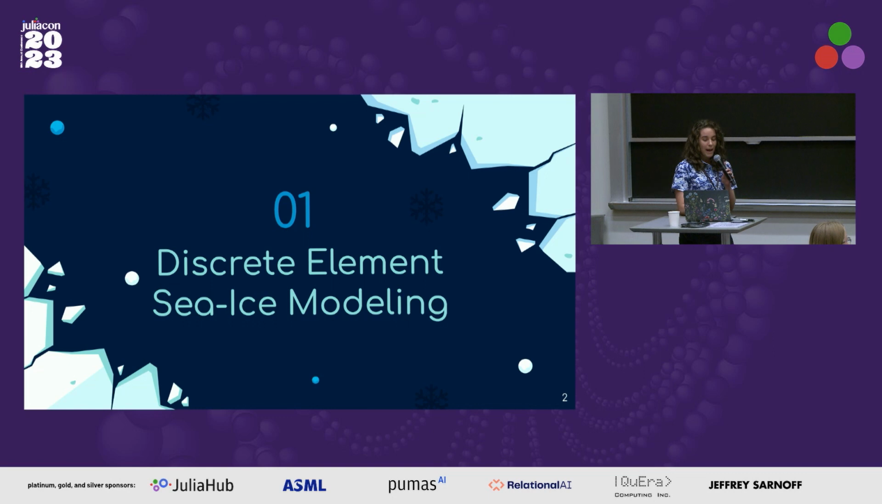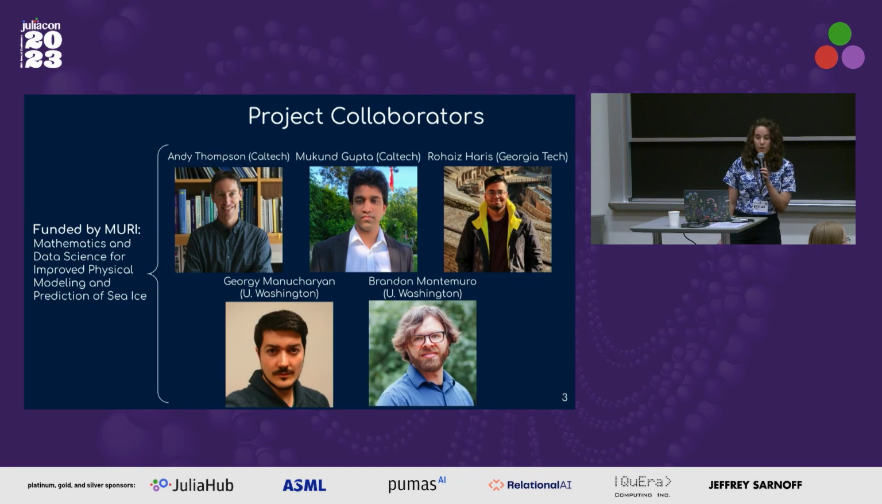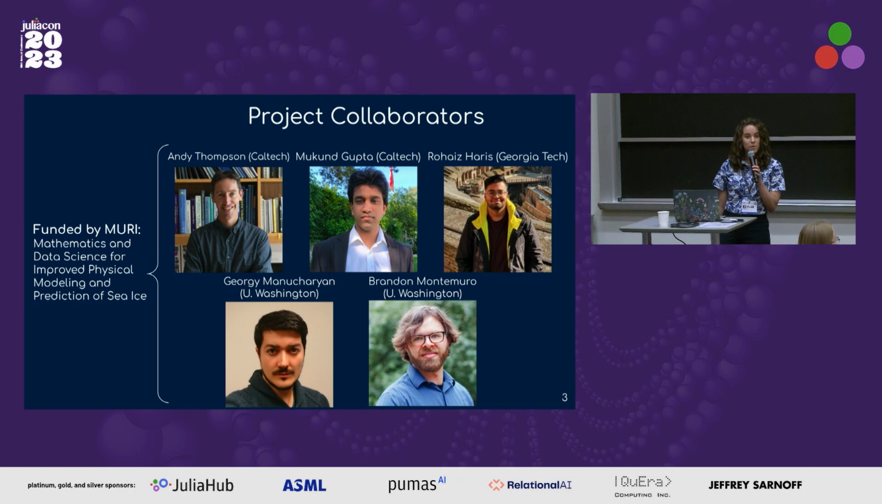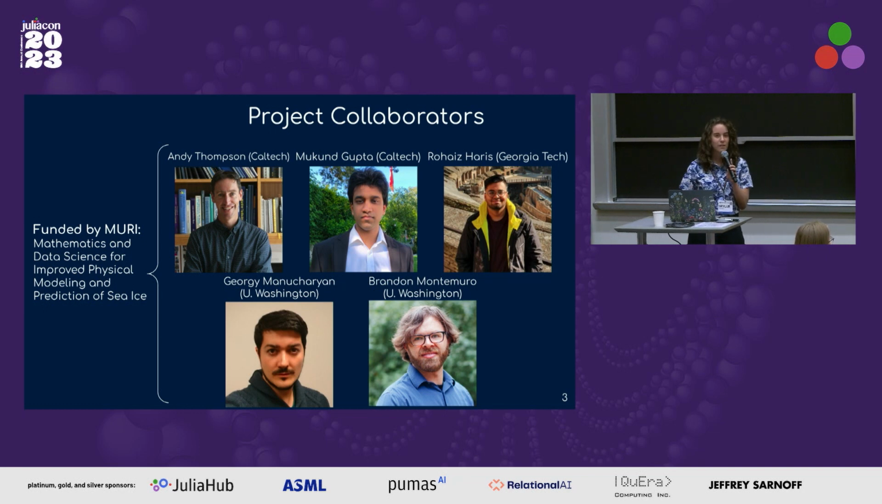And so jumping into the background, I'm going to start by introducing the team that I work with. So I work with Andy Thompson and Mukund Gupta at Caltech. They're my advisors on this project. And then Mukund and I are co-mentoring Rohais Harris, who is an undergraduate from Georgia Tech using Subzero.jl to start performing some real science. And the original authors of the model in MATLAB are Gheorghe Manoucharian and Brandon Montemuro at University of Washington. And all of this is funded under a multi-university research initiative from ONR, which is Mathematics and Data Science for Improved Physical Modeling and Prediction of Sea Ice. So from that background, and kudos to my lovely team.